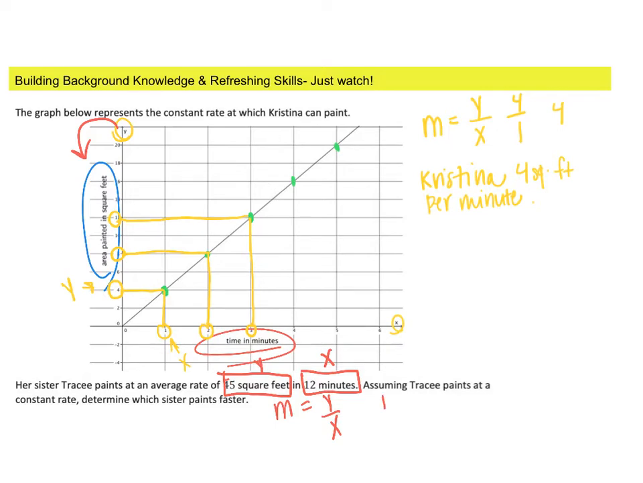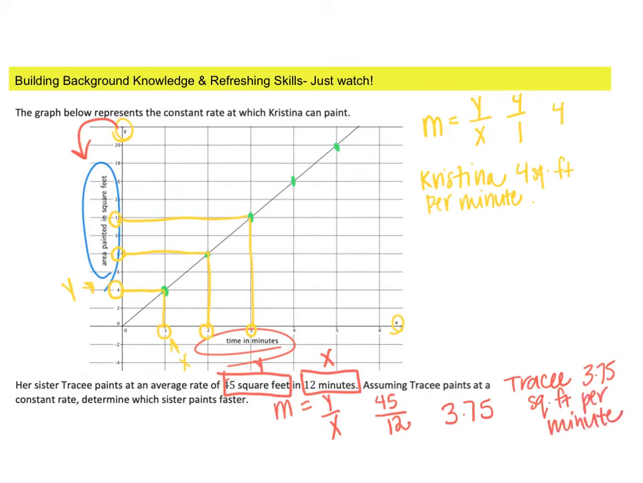So I have 45 square feet divided by 12 minutes. And I'm going to go ahead and actually do this in my calculator to get a decimal, because it'll be easier to compare that decimal to the whole number rather than a fraction. So I have 45 divided by 12. And when I do that in my calculator, I get 3.75. So what does this mean? This means that Tracy paints 3.75 square feet per minute.